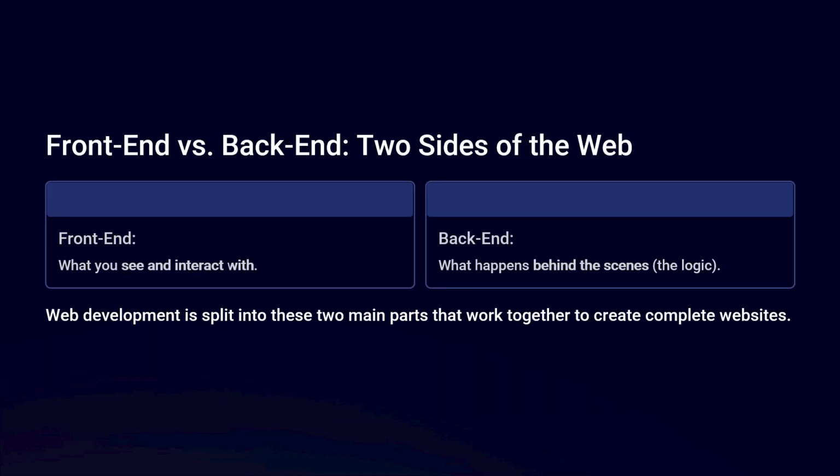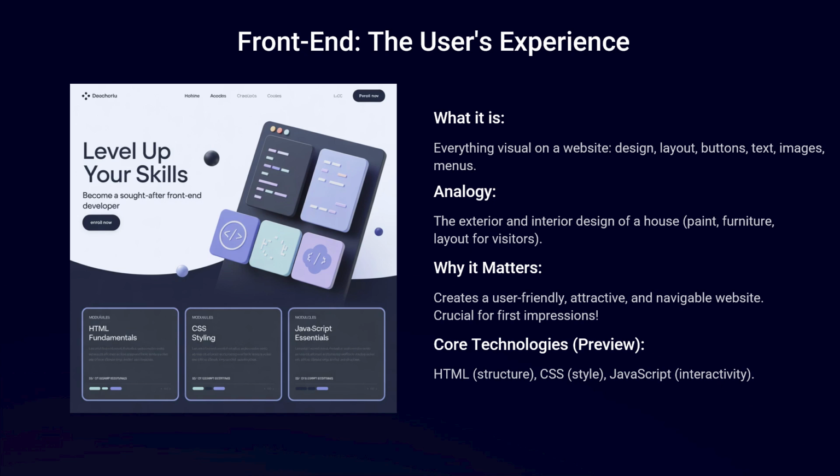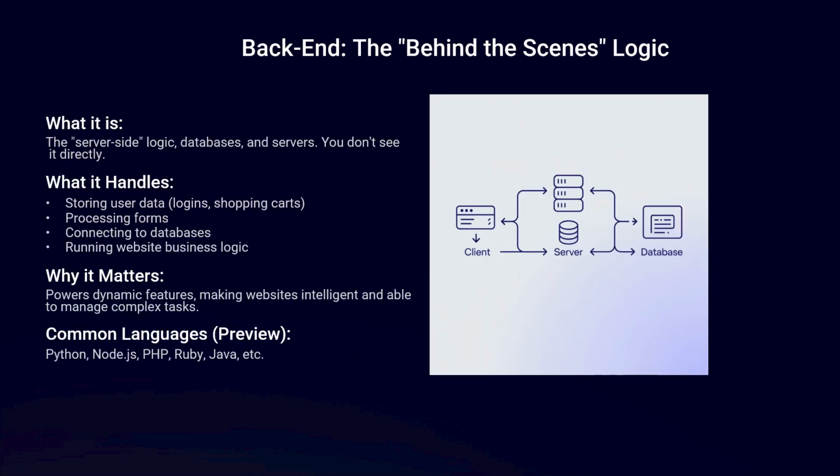Web development is split into two sides. Front end equals what you see, back end equals what happens behind the scenes. Let's say your website is a house. Front end is the design, the walls, colors, furniture, and all visible stuff. Back end is the plumbing and wiring, the important things you don't see but that make everything work.